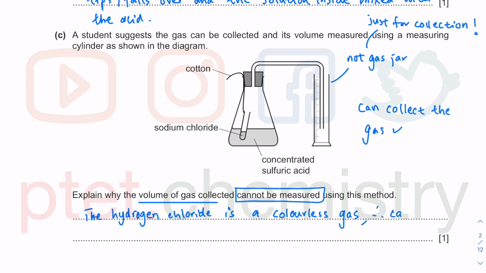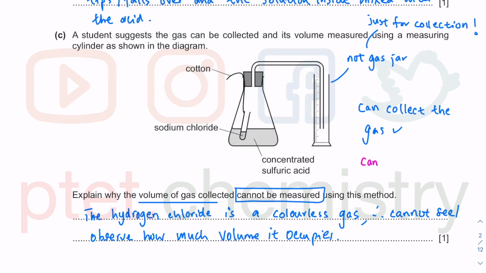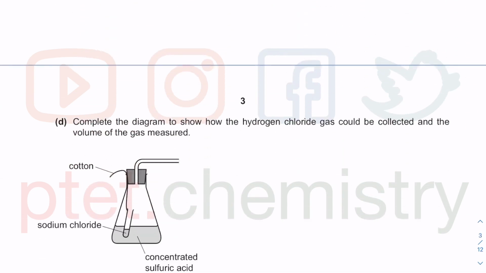So therefore we cannot observe how much volume was being produced, or how much volume it occupies. Even though it is denser than air, yes, we can collect it, but if you think about whether you can measure the volume, this method is not suitable at all there. So that's why this question is asking why it is not suitable to measure the volume of gas there.